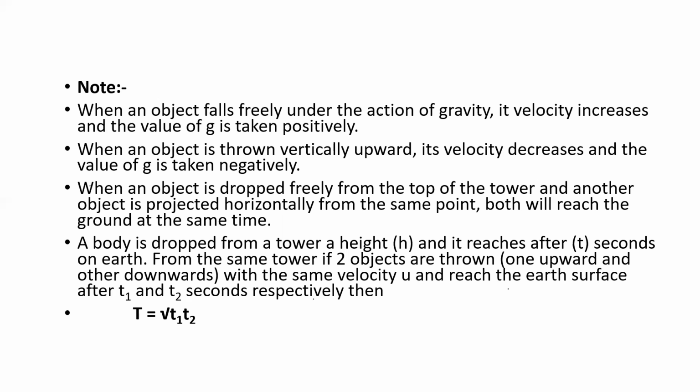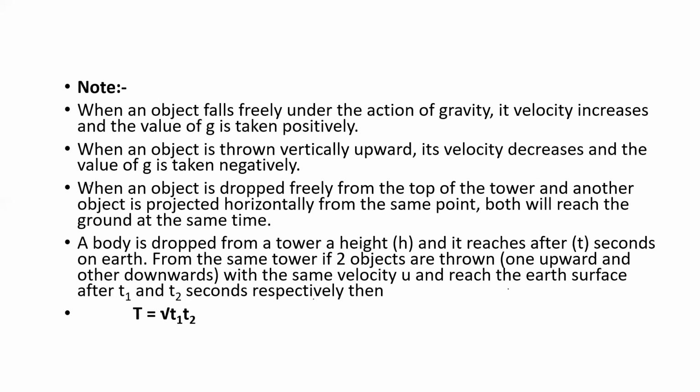Next point, a body is dropped from a tower of height h and it reaches the earth after t seconds. From the same tower, if two objects are thrown, one upward and one downward, with the same velocity u, and reach the earth's surface after t1 and t2 seconds respectively, then the time calculation is given by t equal to root of t1 into t2.